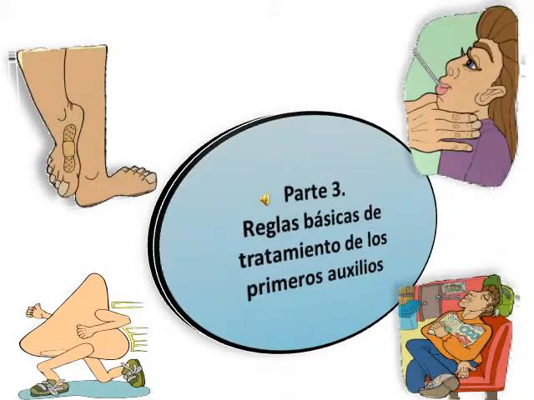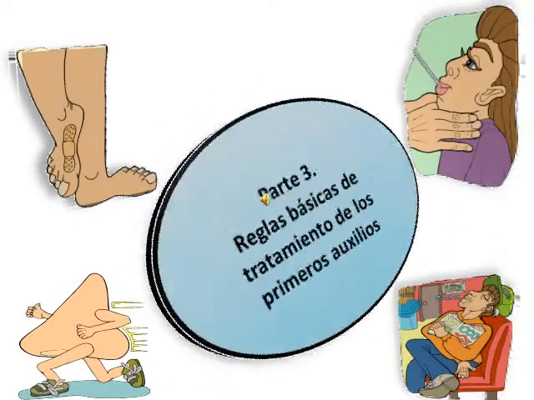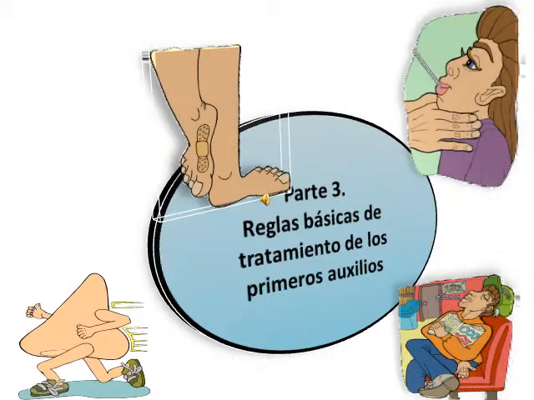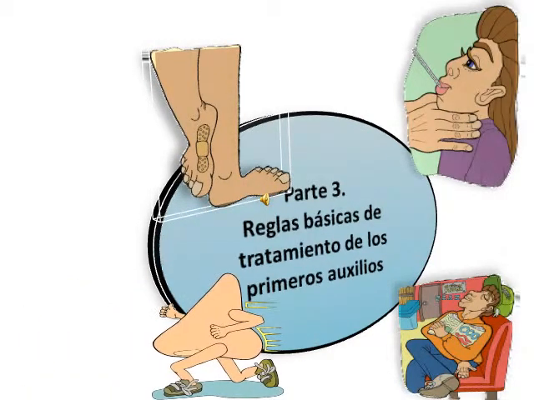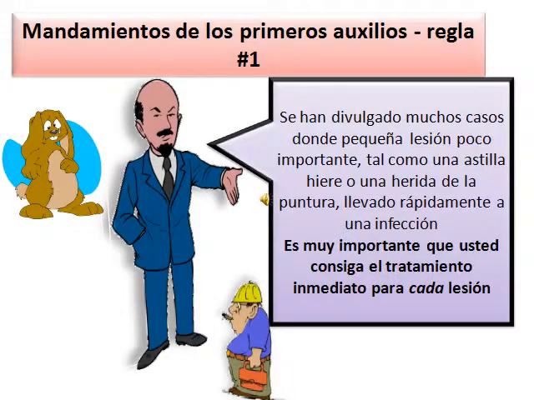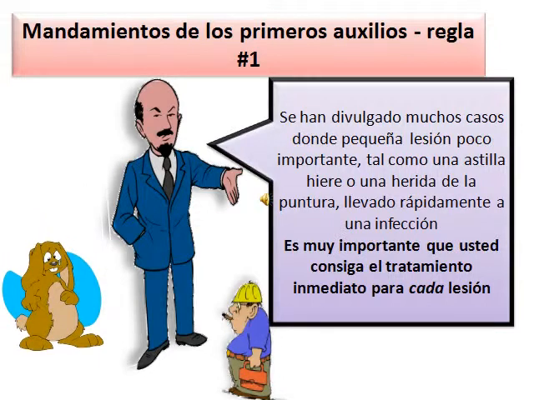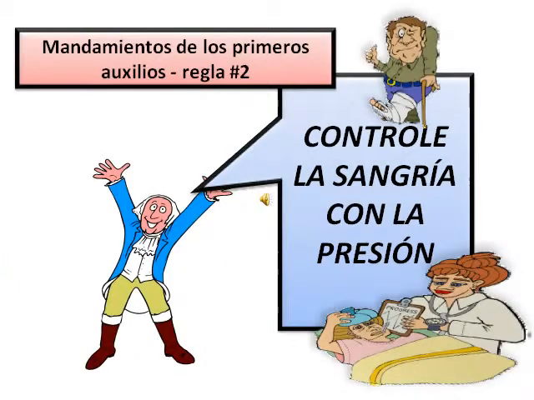Part 3, the basic rules of first aid treatment. Remember, in many cases it has been reported where small, unimportant injuries, such as a splinter wound or a puncture wound, quickly led to an infection. It is important that all of you get immediate treatment for every injury. Remember what George says, control bleeding with pressure.